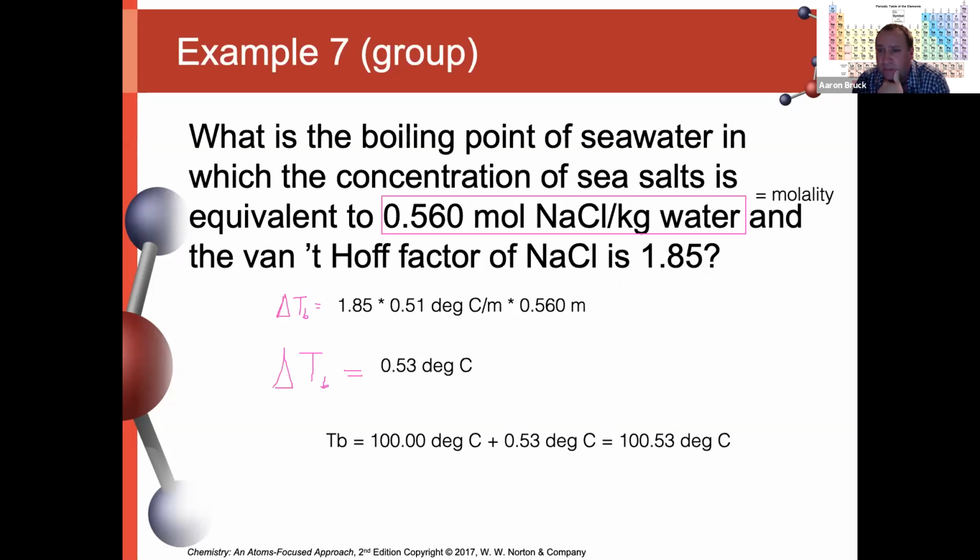Anything else in water. All right, any questions about this example? Nope.